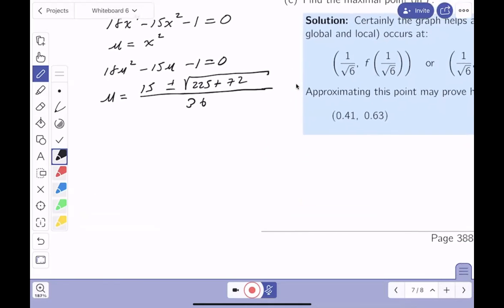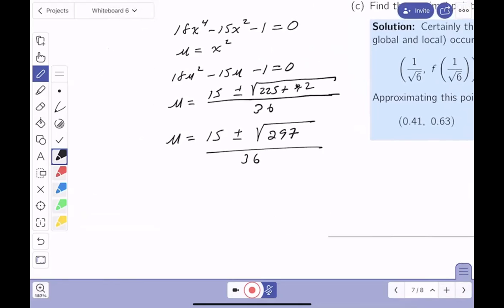Nasty, nasty numbers. What do you get over here? u equals 15 plus or minus the square root of 36... let's see, 225, 297. All right, what's x? I'm sorry, what's u? It's x squared. What's x squared equal to? 15 plus or minus the square root of 297 over 36.